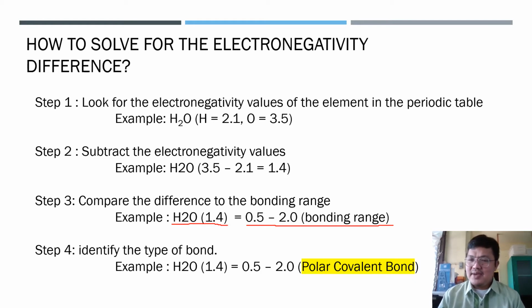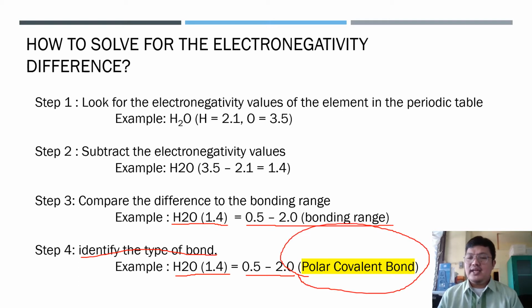Ano ba itong klase ng chemical bond? So you have to go to step number 4. Identify the type of bond. So balikan natin yung hydrogen, dihydrogen oxide or water. 1.4 yung difference niya. Pumapasok siya ngayon sa bonding range na 0.5 to 2. And so that means water is a type of polar covalent bond. Opo, na-gets. So, if malabo pa, you can still look for other compounds and try to compute the electronegativity difference and try to classify if it's a polar covalent bond or ionic bond.